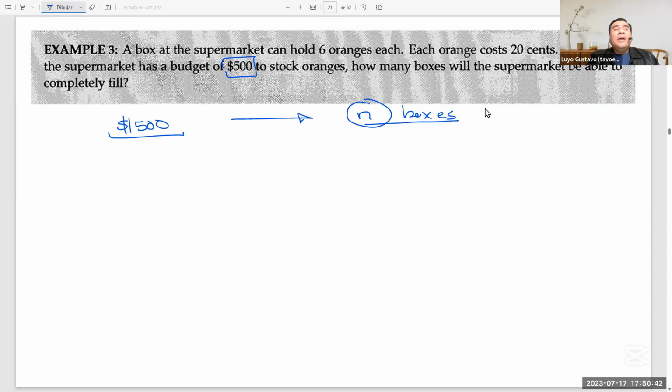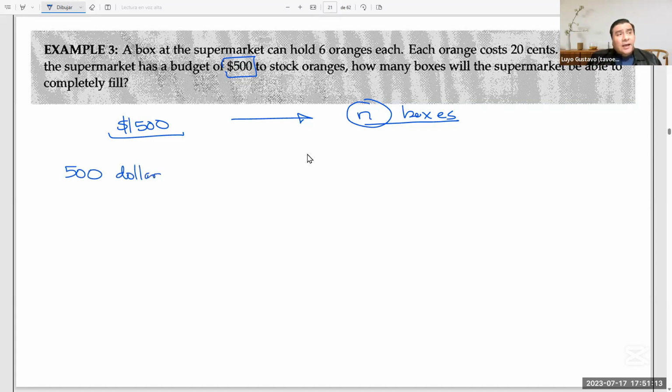I want to convert money, $500, to boxes of oranges. But before doing a direct conversion, I have one or a couple of intermediate conversions. Why? Because, for example, first, the oranges' prices are given in cents, not in dollars. So first I need to convert these $500 to cents. How do I achieve that? By multiplying by a conversion factor between cents and dollars.